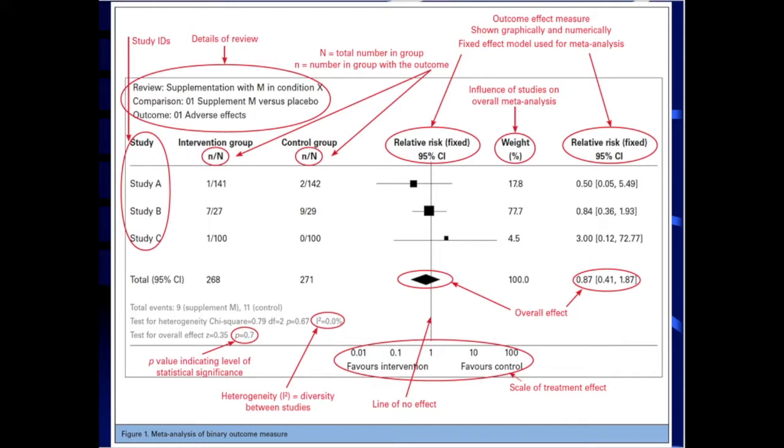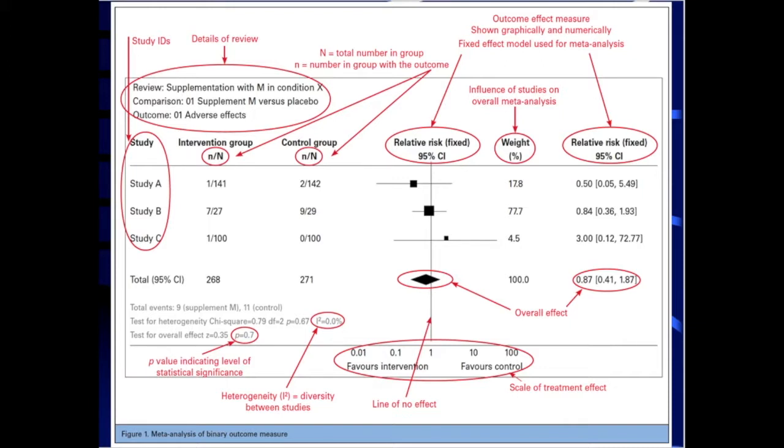We have an influence of the studies on the analysis, so that's a weight in percentage. So we can see that the highest weighted study is study B. And then we have a relative risk, and this is the outcome measure for that individual study. It is combined below by the overall effect. And we can see that the diamond is the overall effect, and we can see that it does cross our line of no effect, which in this case is a 1 because we're looking at a relative risk.